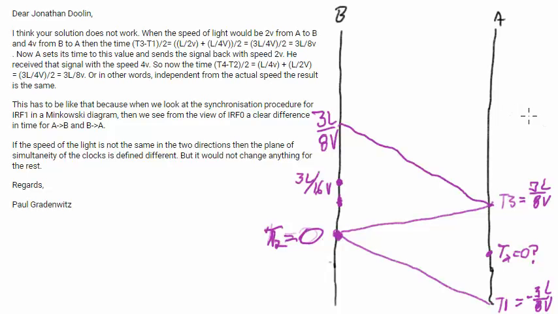Okay, well, that's not what I was expecting to happen, actually. I'm still not quite convinced that there's no way to see this, but at this moment, I'm not seeing a way around this. Well, let's look at this. It says this has to be like that. Okay, so this is kind of a good news kind of thing. This has to be like that, because when we look at the synchronization procedure for inertial reference frame 1 in a Minkowski diagram, then we see from the view of inertial reference frame 0 a clear difference in time for A to B and B to A.